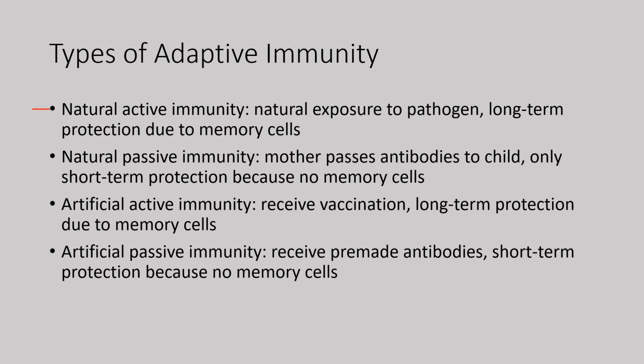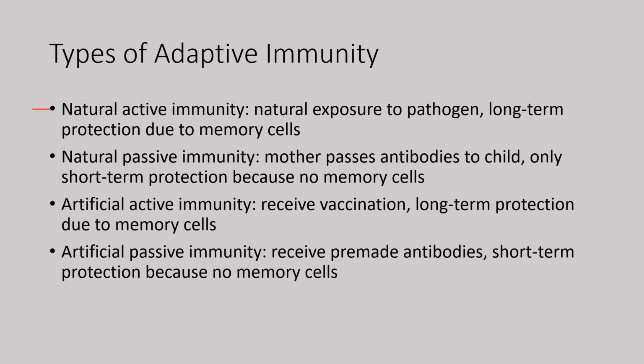natural active immunity. This is when you have been exposed to the pathogen. Let's say you got the flu. Okay, you were exposed to the influenza virus, and I'm so sorry, but you got sick. Now, will you have long-term protection against that particular strain? Yes, you will. Why? Because you produced the antibodies, you produced the memory cells.